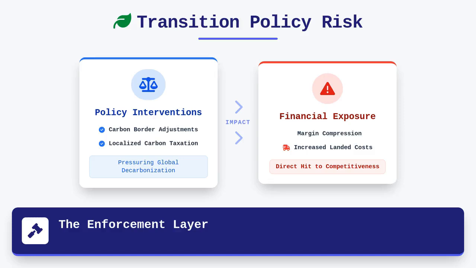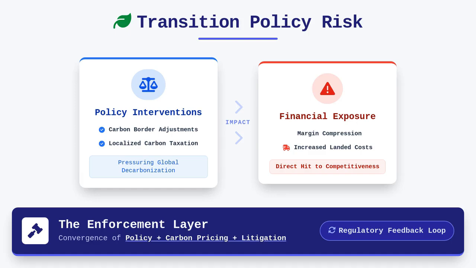Furthermore, companies often face legal actions that act as an enforcement layer for these policy shifts, creating a feedback loop between regulation and litigation. We see an increasing trend where stakeholders utilize the regulatory framework to hold firms accountable for failing to align with climate objectives. This convergence of policy, carbon pricing, and litigation is what we define as the core of transition policy risk for the SCR candidate.